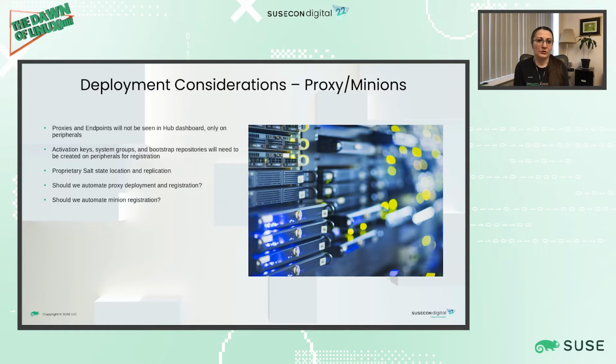There are questions about, should we automate proxy deployment? If you just have a few corporate proxies, then that might not be necessary. But if you have proxies or branch servers at various retail locations and they're all cookie cutter and there are thousands of them, then it might help to automate the proxy deployment. And should we automate the minion registration, especially with hub environments, because there will be tens of thousands, if not 20,000 or more endpoints, then minion registration would probably be automated, right? And that needs to be planned out ahead of time.